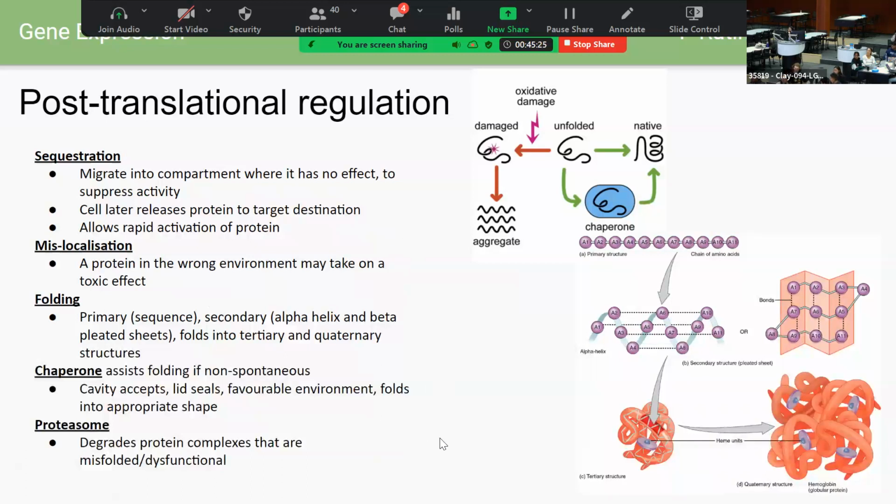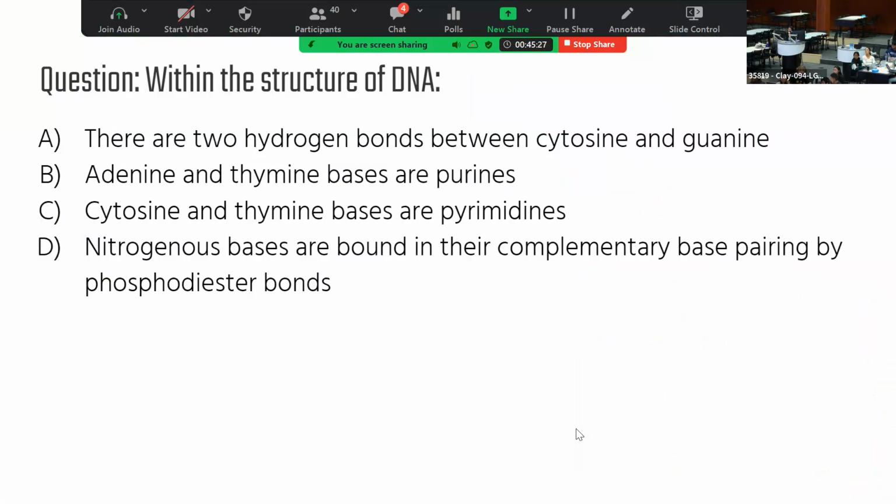There's more here. I won't go through it. You can read that in your own time. Okay, questions. These questions may or may not have been covered in what I just said, but whatever I don't cover, you'll learn it now. The first one there, within the structure of DNA, we have 4 answer options. Someone from this table over here want to give me an answer?